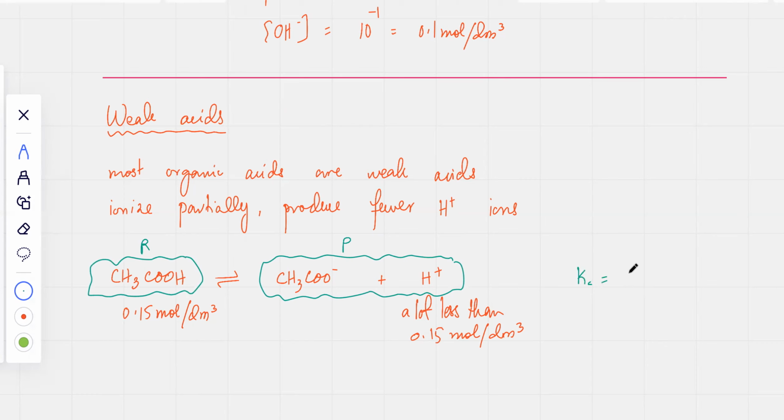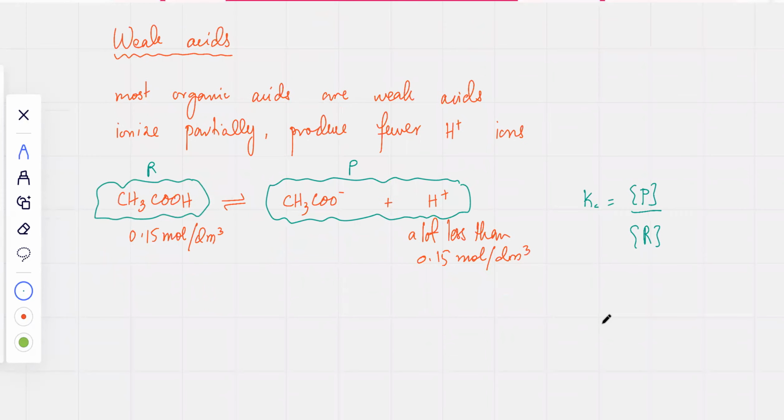Kc is the concentration of the products divided by the concentration of the reactants. Now this value of Kc is a constant unless you change temperature. So maybe there would be a lot of products formed and a lot less reactant, so the ratio is going to be high. Or maybe it's going to be the other way around. The reactant concentration would be very high and the product concentration would be very low. So depending on this ratio, you will be able to figure out how much ethanoic acid ionizes. Is this clear? Yes, sir.